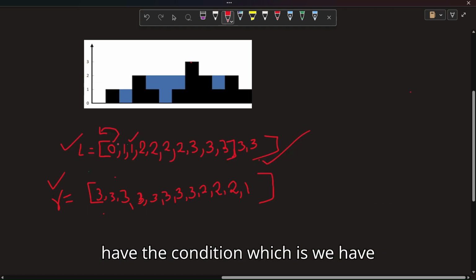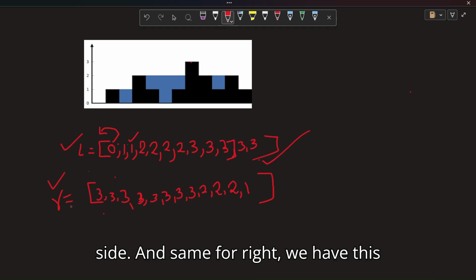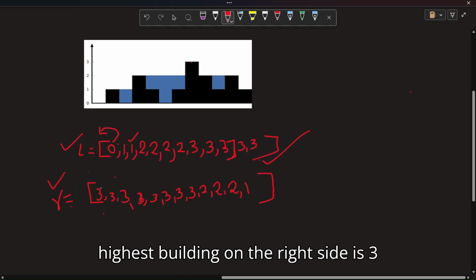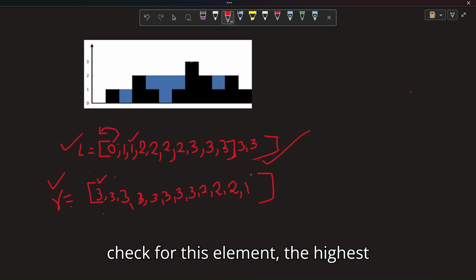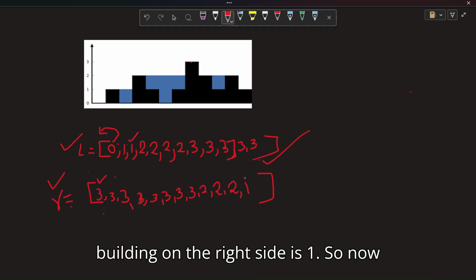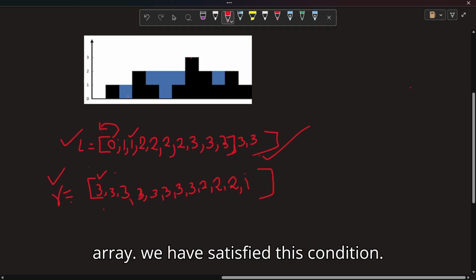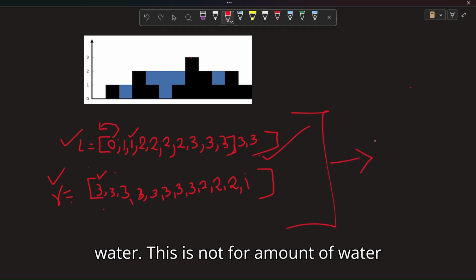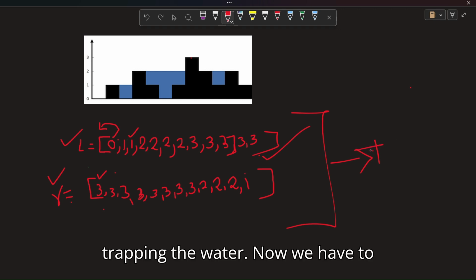For this element we have the condition that we have the highest building of 1 unit on the left side, and the same for the right, we have the condition that the highest building on the right side is 3, and then we have 3, 3, 3, and if you check for this element, the highest building on the right side is 1. So now we have our left array and our right array. We have satisfied this condition. This whole condition is for trapping the water. This is not for the amount of water getting trapped. This is just for trapping the water.